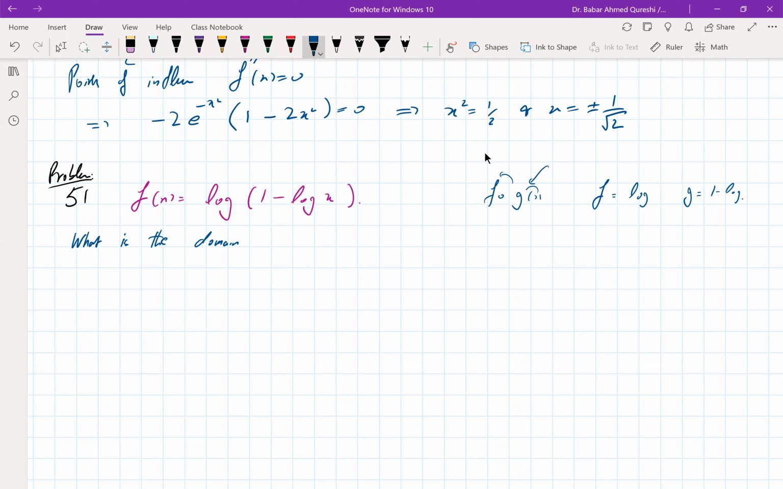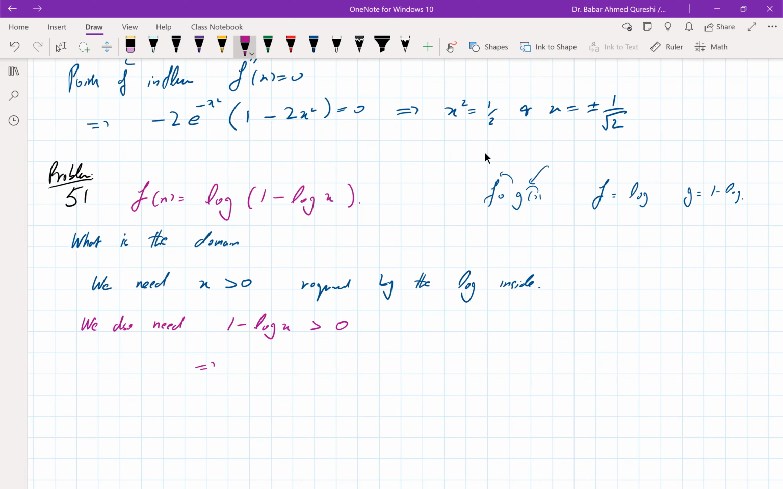So first of all, we need x greater than 0, because that's required by the log inside. But that's not it. Whatever comes out of here, we also need that the second log also doesn't like any negative numbers or 0. So we also need 1 minus log x to be greater than 0. We can't have the output be less than 0.